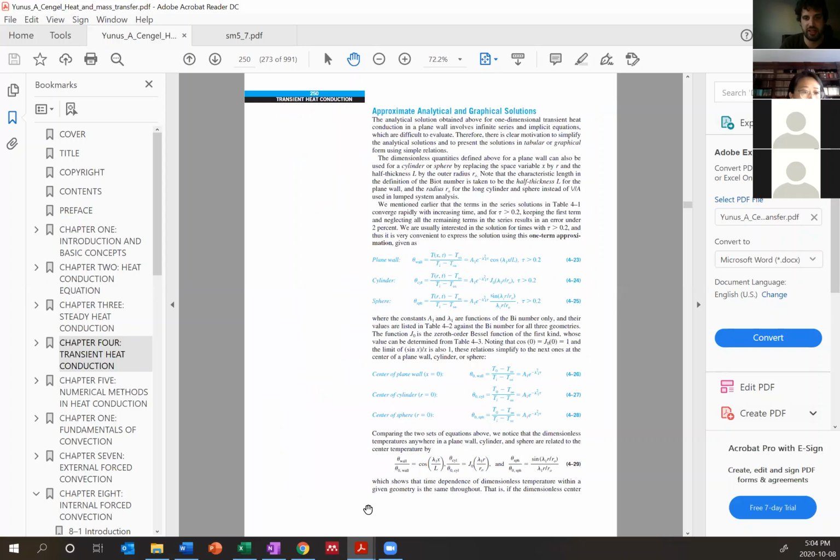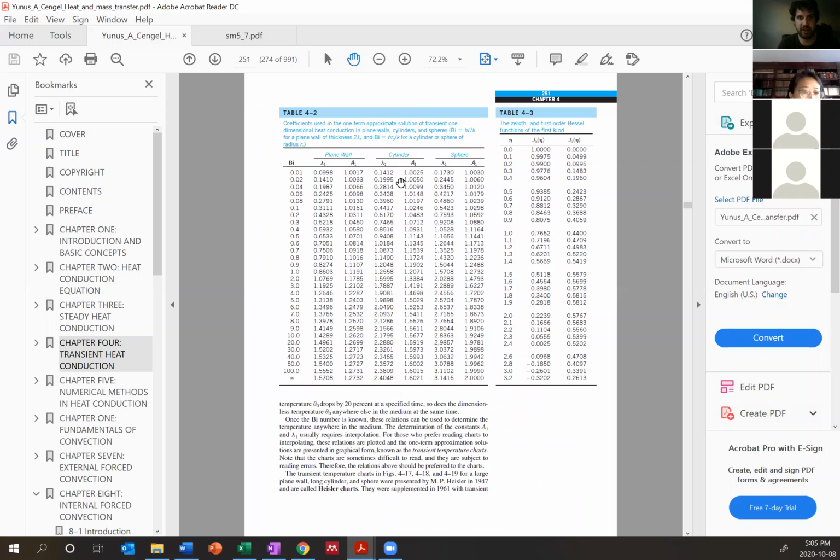So this is kind of what we've narrowed it down to. We're looking for the center line. We know that it's not uniform, and we know that our one-term approximation is good enough. Okay, before this, we calculate the Biot number. Does that have to do with this?